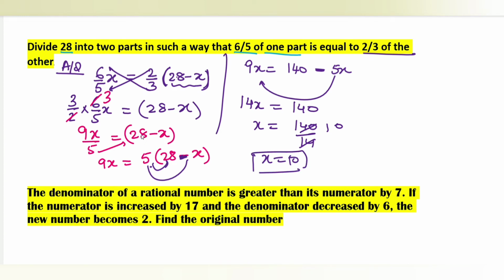So this is the first part. Okay, this x was the first part. So the second part was what? 28 minus x. So the value for the second part is what? 28 minus 10. This means 18.